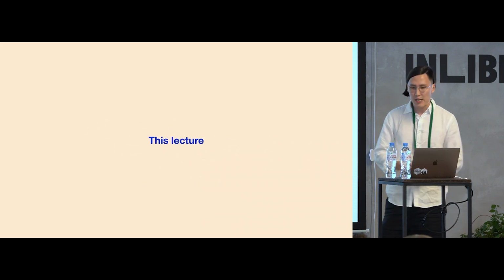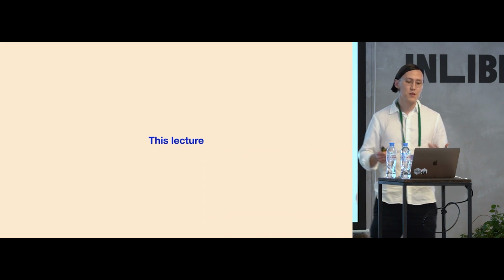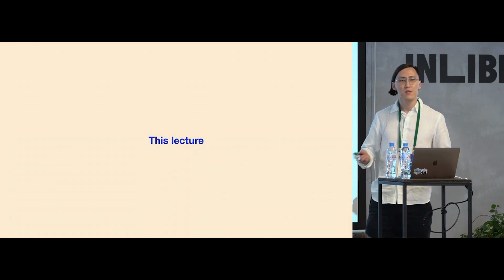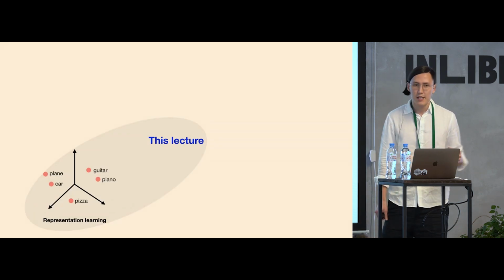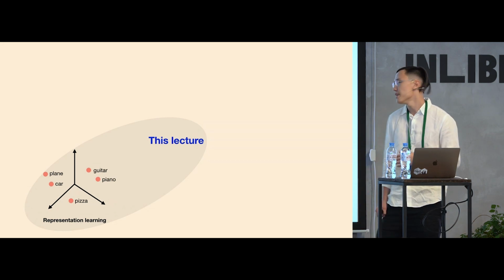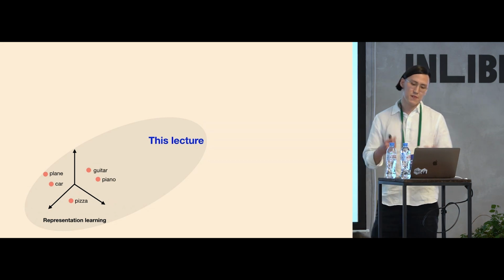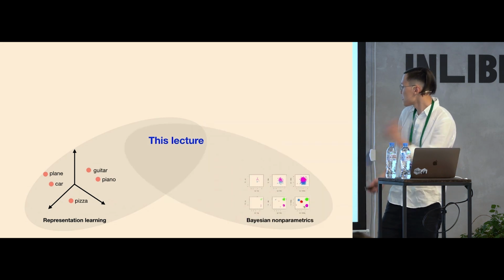Today's lecture will be an intersection between three different subfields of machine learning. The first one is representation learning. This is a field that has recently gained a lot of popularity. It is very tightly connected to deep learning. And another thing we'll be talking about is Bayesian nonparametrics.